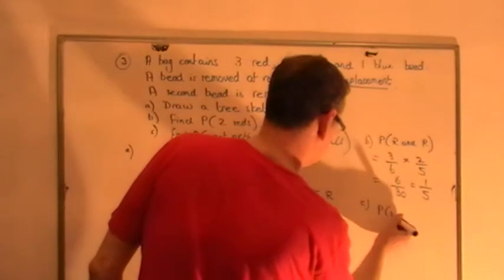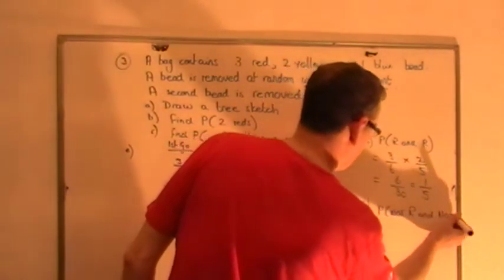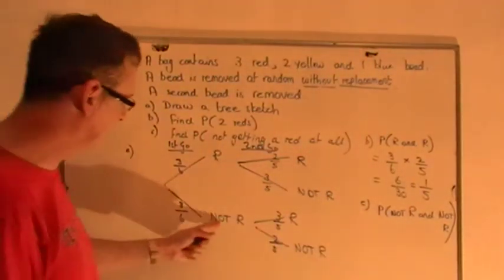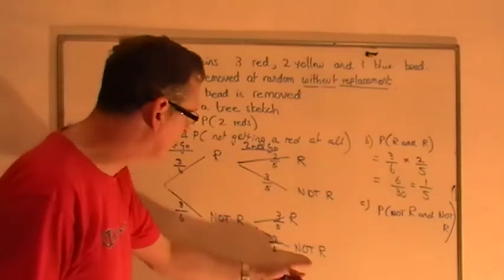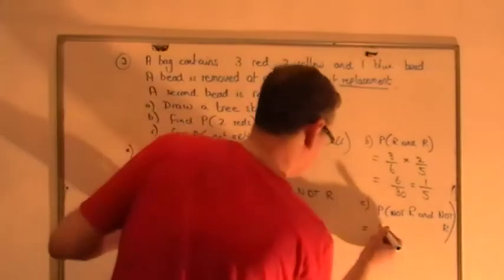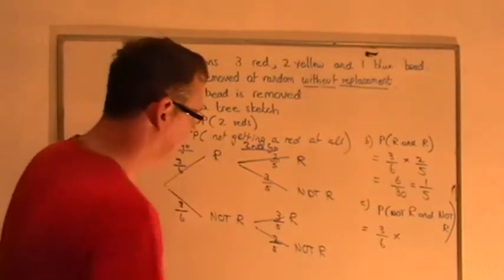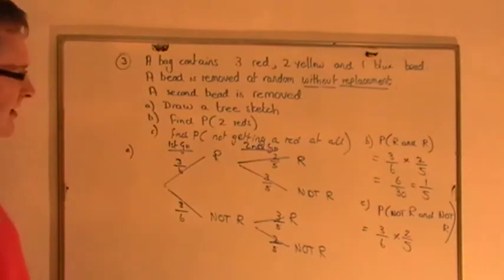So probability of not red and not red. That's all I need to be looking at. And that means you follow the bottom path of the tree sketch. Not red followed by not red. Okay, so 3/6 is not red, and it's times 2/5 is not red. So you get 3/6 times 2/5.